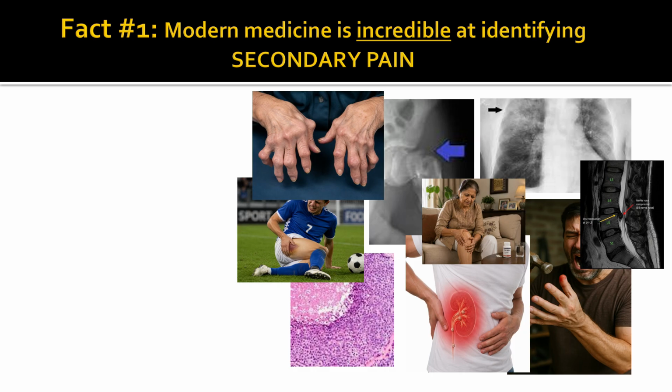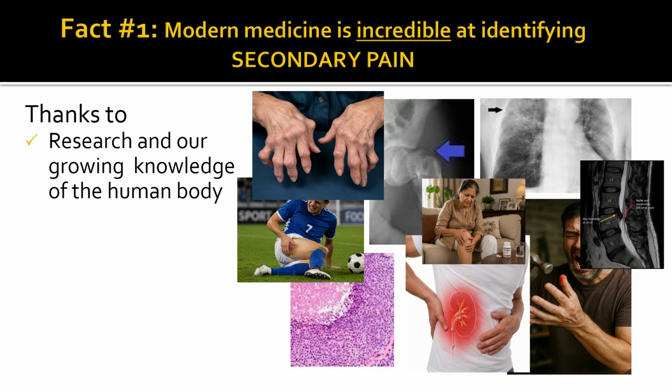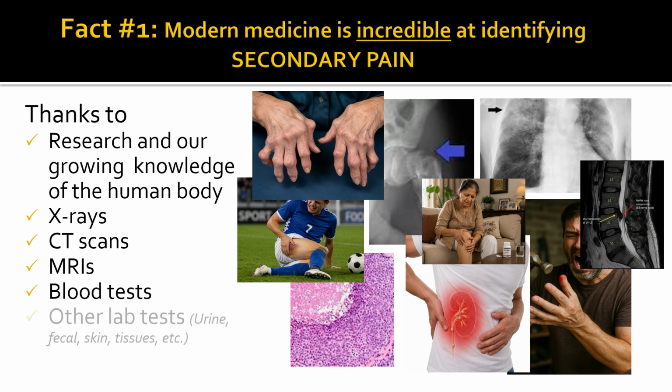Fact number 1, modern medicine is incredible at identifying secondary pain. Thanks to research and our growing knowledge of the human body, thanks to x-rays, CT scans, MRIs, and blood tests, and other lab tests such as urine tests, fecal tests, skin and tissue tests, and there's a lot of medical tests that people can undergo to detect various diseases and pathologies in the body.